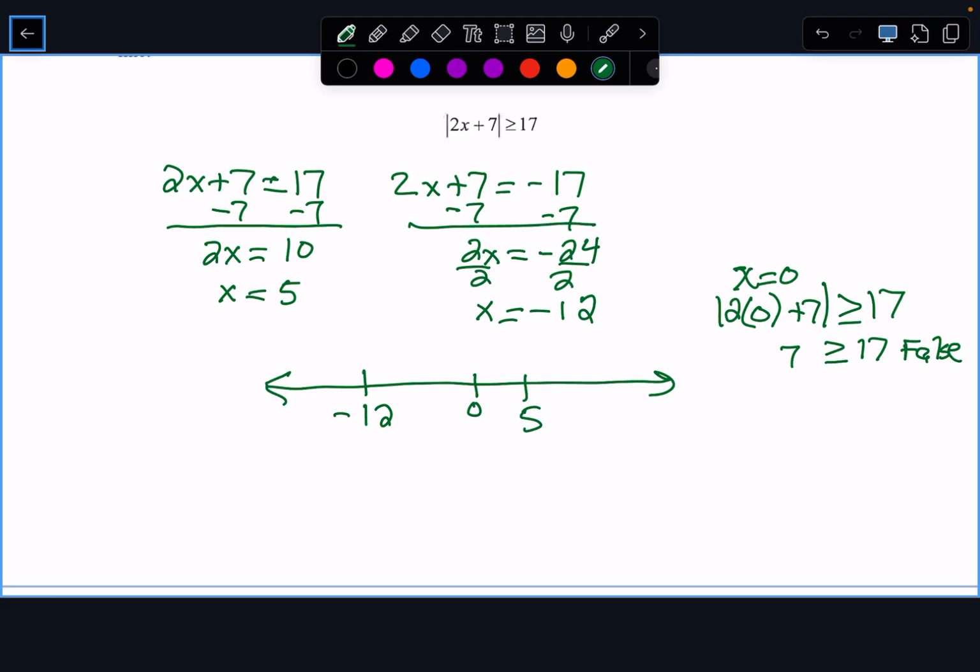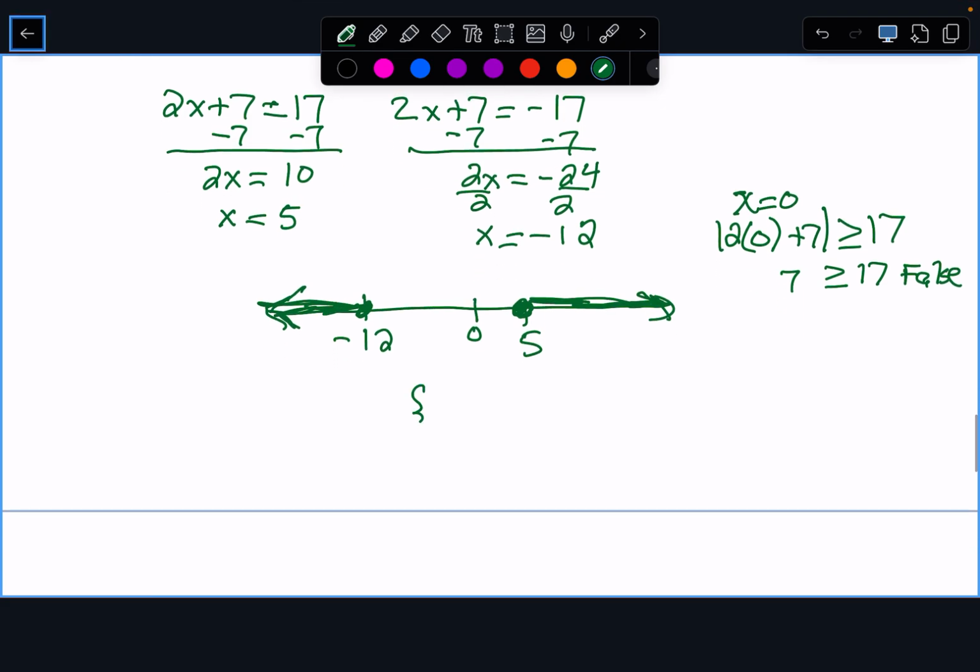So, and our circles are closed, right? Closed here, closed there. And they go this way. So that's an or statement. So in set builder notation, it's all the x's. X less than or equal to negative 12, or x is greater than or equal to 5. Okay?